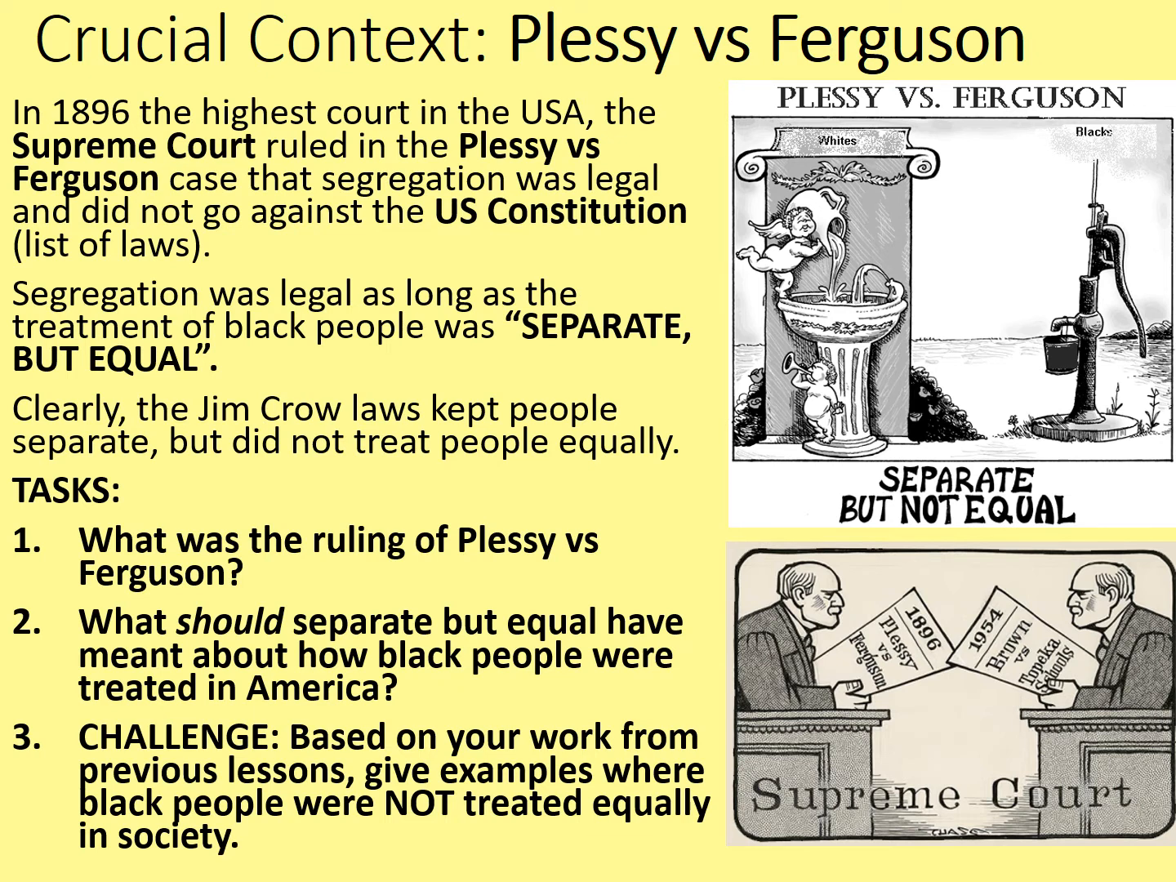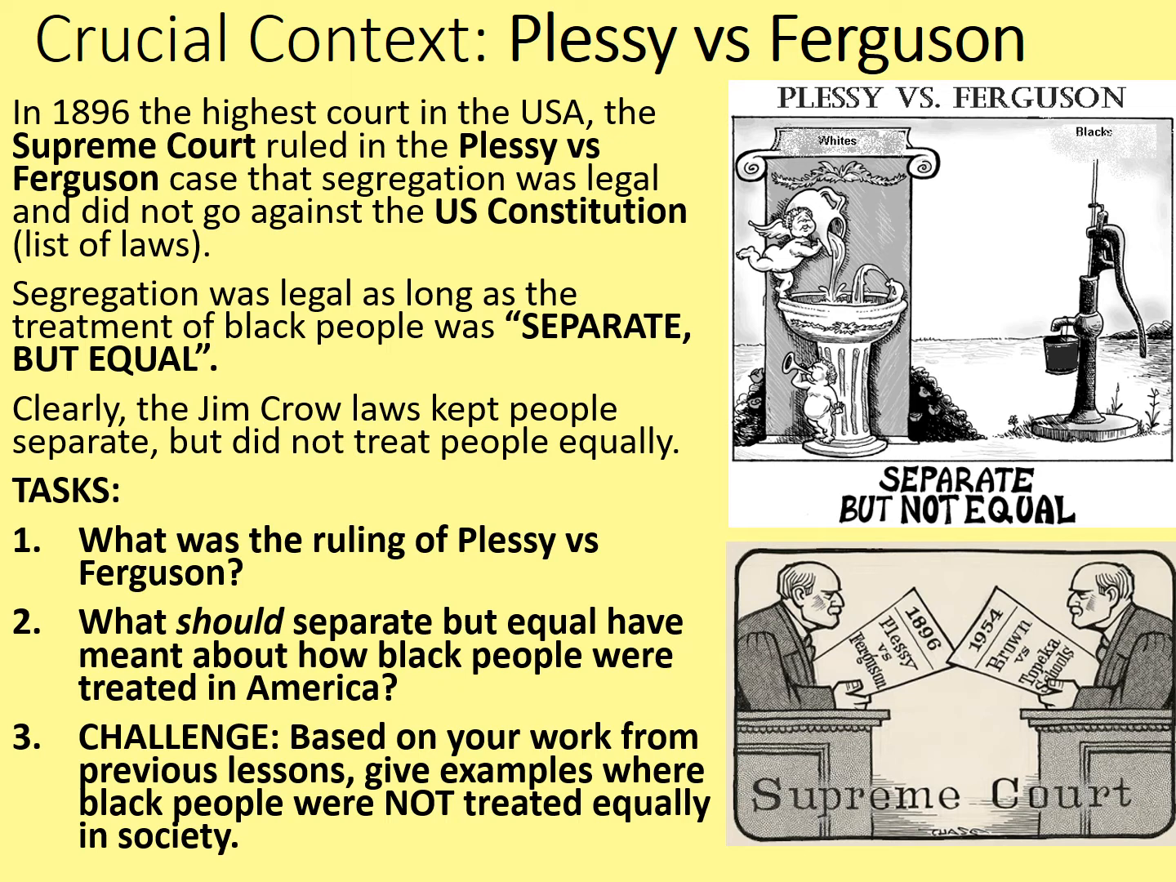Well, firstly, we should have identified that the ruling in the Plessy versus Ferguson case is that segregation was not inherently unconstitutional as long as the segregation was separate but equal. That should have meant that there should have been exactly equal quality of provision and amount of provision for both black and white people in America. Although again, I reiterate this point about separation and segregation being inherently unequal.